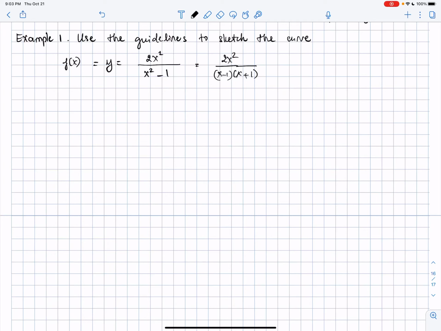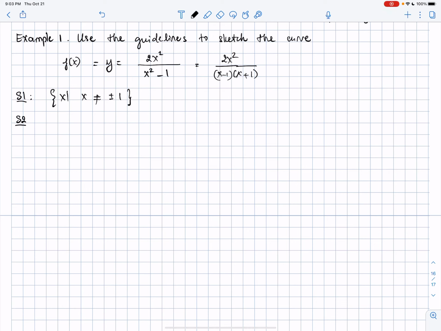Example number 1. Use the guidelines to sketch the curve y equals f of x equals 2x squared over x squared minus 1. I factor the bottom, so x squared minus 1 equals x minus 1 times x plus 1. Step number 1, we find the domain. We can see that we cannot take the values positive and negative 1 for x.